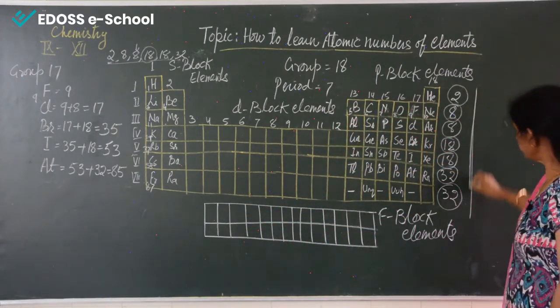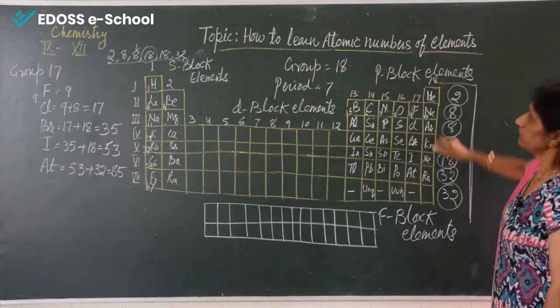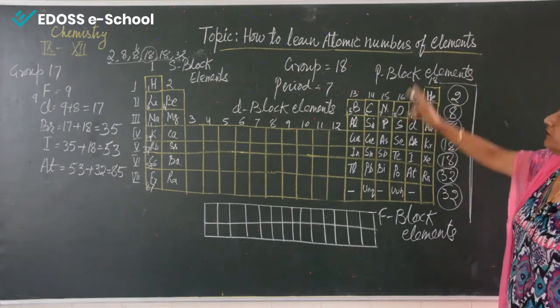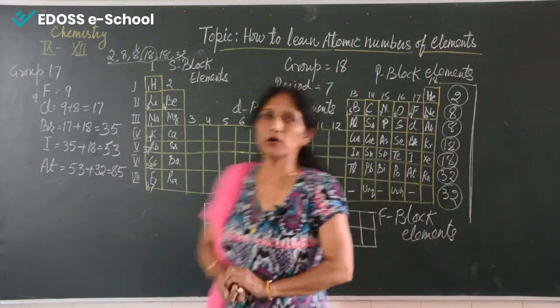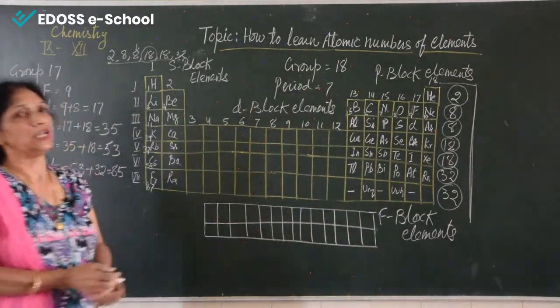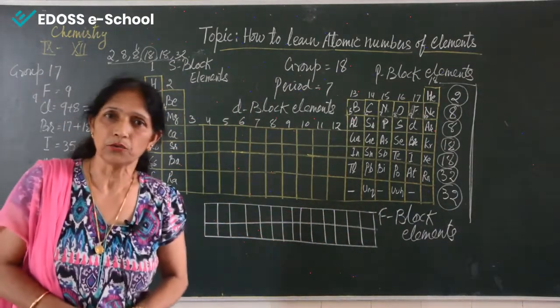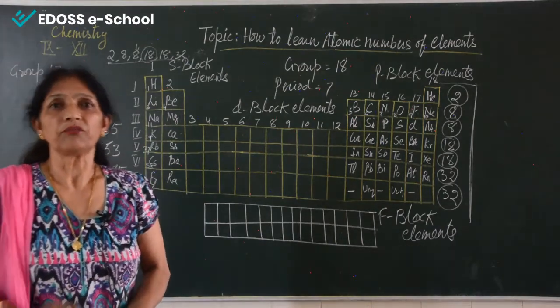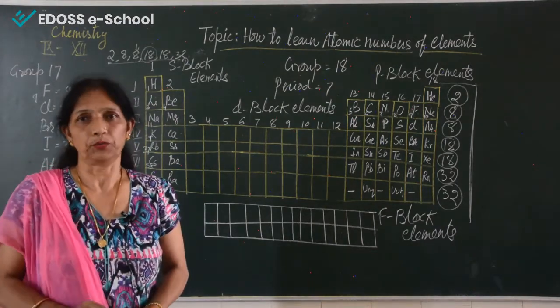So this figure is very important for us. In this topic, we are able to learn how we can learn the atomic numbers of the elements, but for that we must know the atomic number of the first element of that group. That's all.